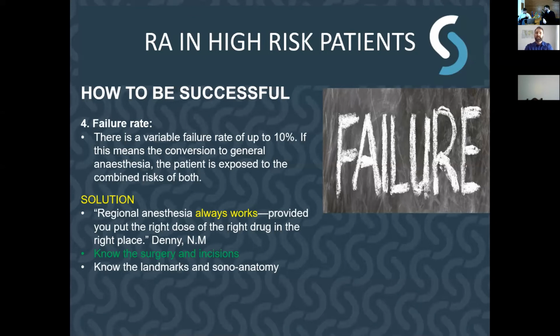You cannot do regional anesthesia without knowing anatomy. You can try, but you will be a really bad regionalist. So landmarks, both anatomical landmarks, the anatomical movement of your structures, as well as the sonar anatomy, is very important.